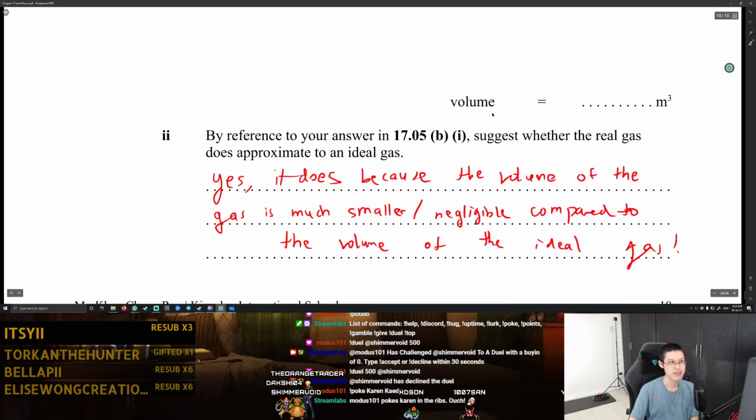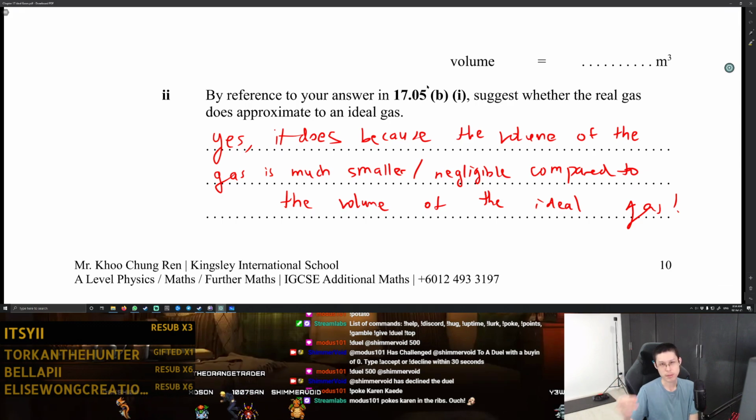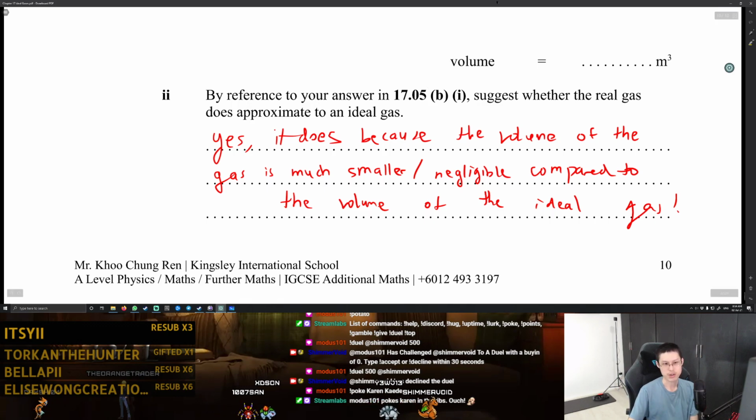Okay. So whenever they ask whether something approximates to an ideal gas, you have to make some kind of reference to the ideal gas assumptions. So remember, one of the assumptions of the ideal gas is that the volume of the gas is negligible compared to the volume of the container. So that's the one that you want to use.